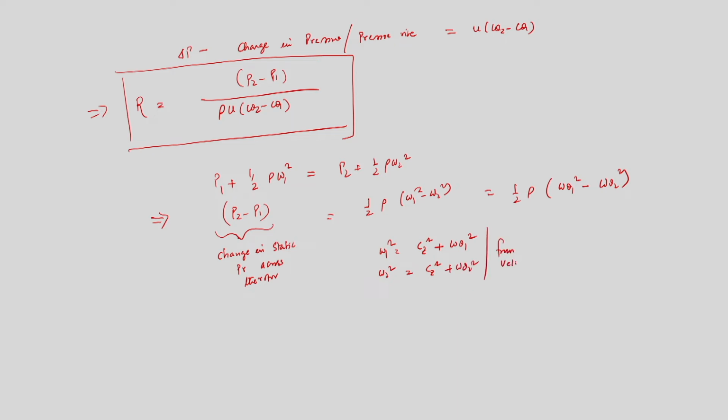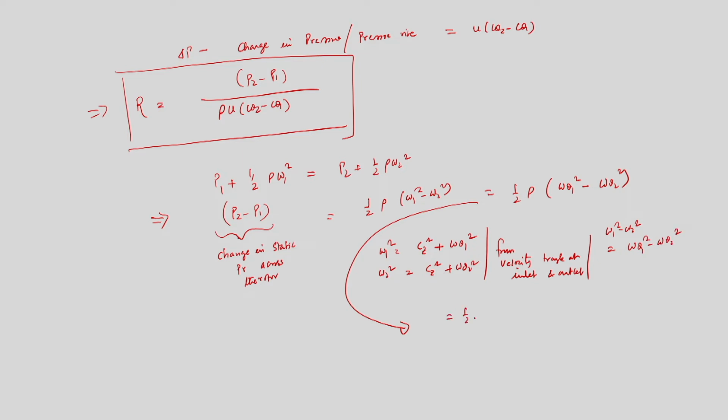From the velocity triangles at the inlet and outlet, we obtain the velocity angles, and we can write that the change in static pressure rise across the rotor is equal to this. So, W1 square minus W2 square is essentially W theta 1 square minus W theta 2 square.